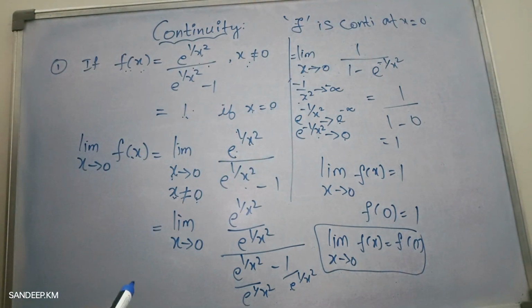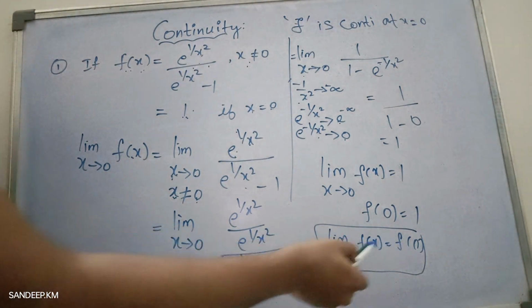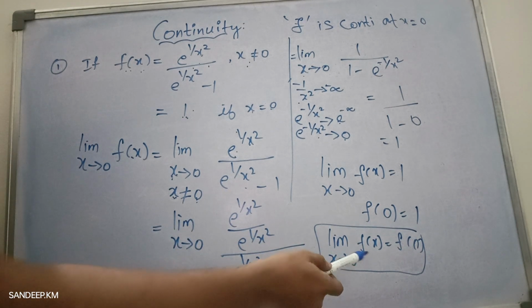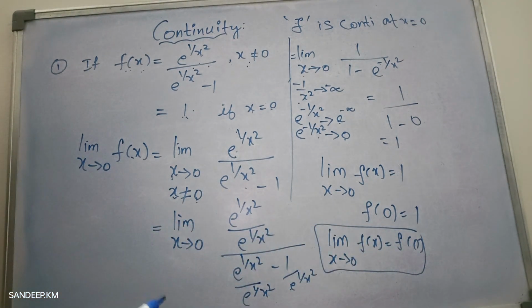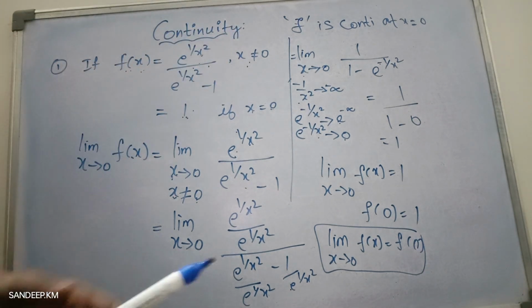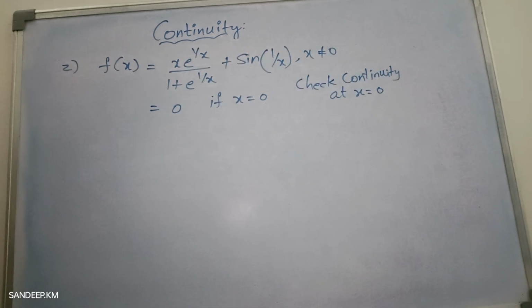So we have verified it. In case these two numbers were not equal, I would have told that it is not continuous. But anyhow, limiting value of the function is equal to value of the function. Therefore, f of x, this particular function, is continuous at x is equal to 0. I hope you understood this. So let us take the next example.